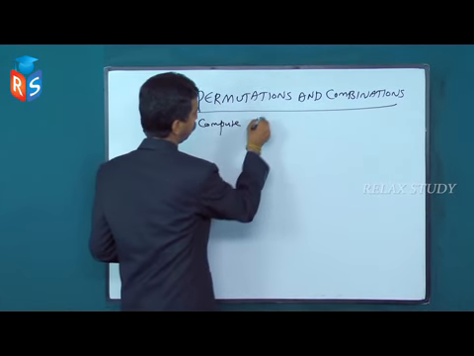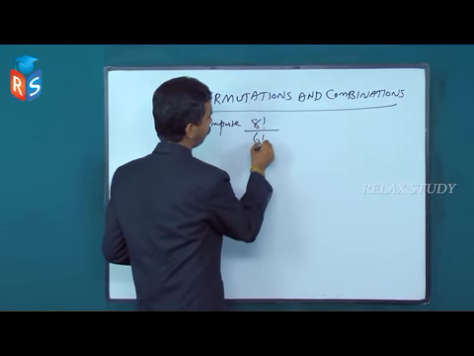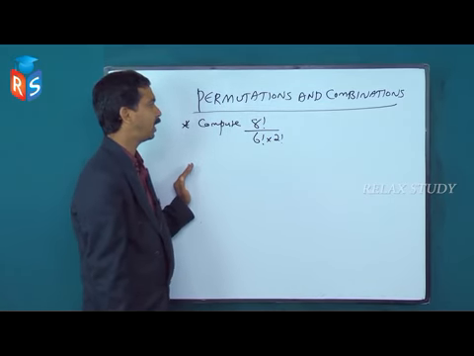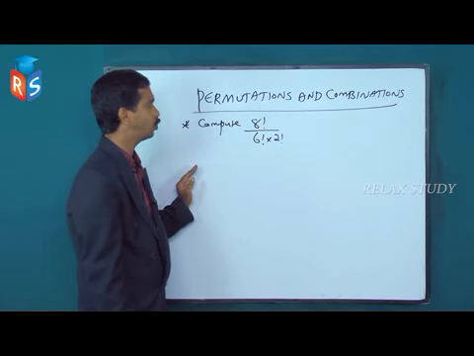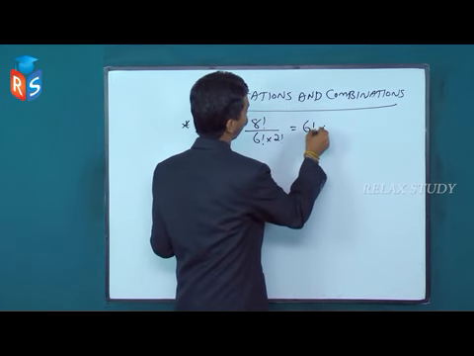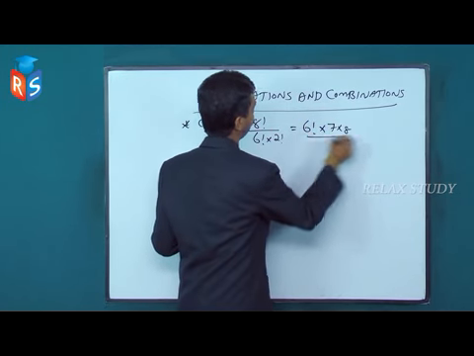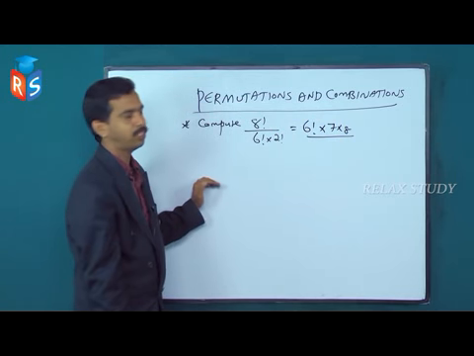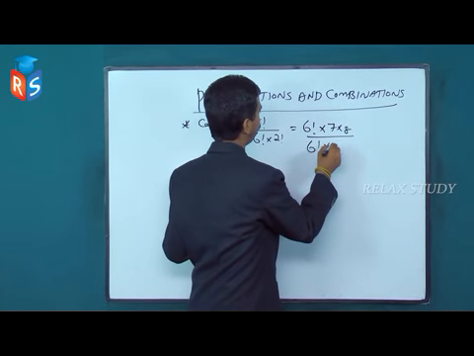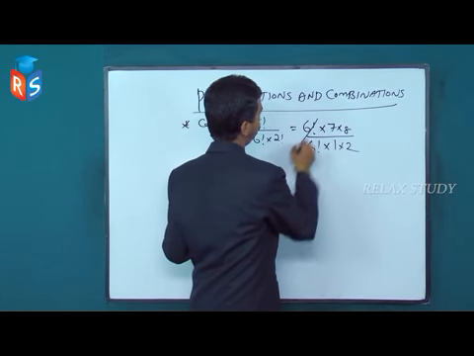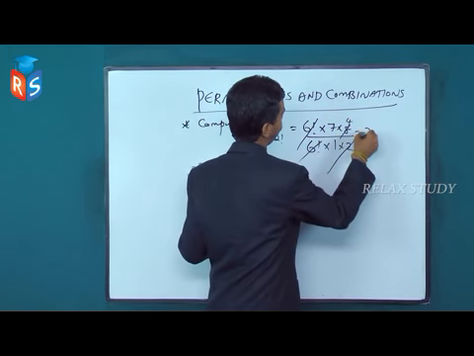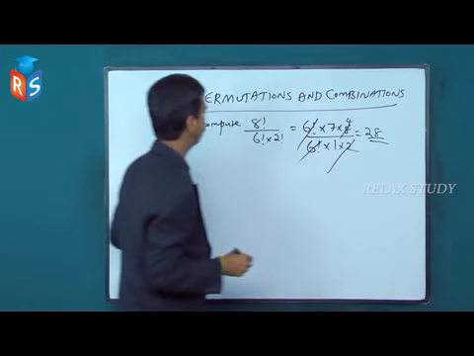Compute 8 factorial by 6 factorial into 2 factorial. 8 factorial we can write as 6 factorial into 7 into 8, because 6 factorial contains 1 into 2 into 3 into 4 into 5 into 6. Here also, 6 factorial into 2 factorial means 1 into 2. We can cancel 6 factorial. 2 and 8, we get 28.